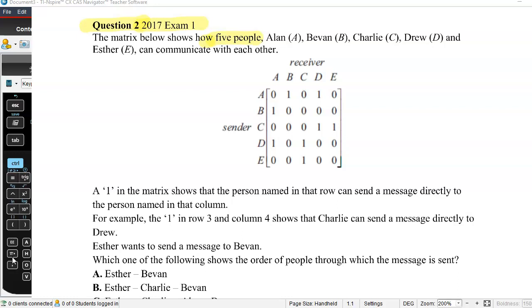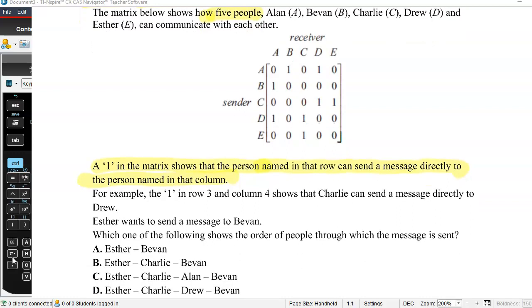So, a 1 in the matrix shows that the person named in that row can send a message directly to the person named in that column. For example, the 1 in row 3 and column 4 shows that Charlie can send a message directly to Drew. Esther wants to send a message to Bevan. Which one of the following shows the order of people through which the message is sent?